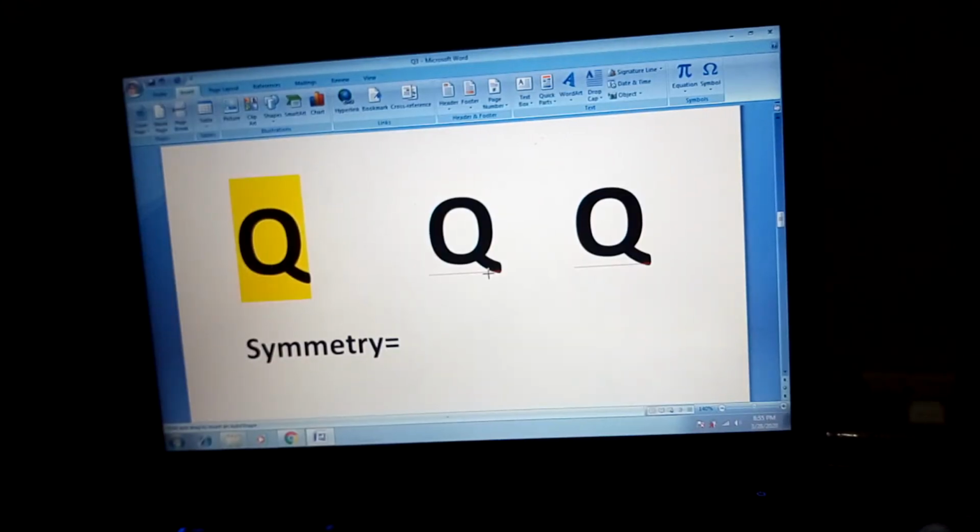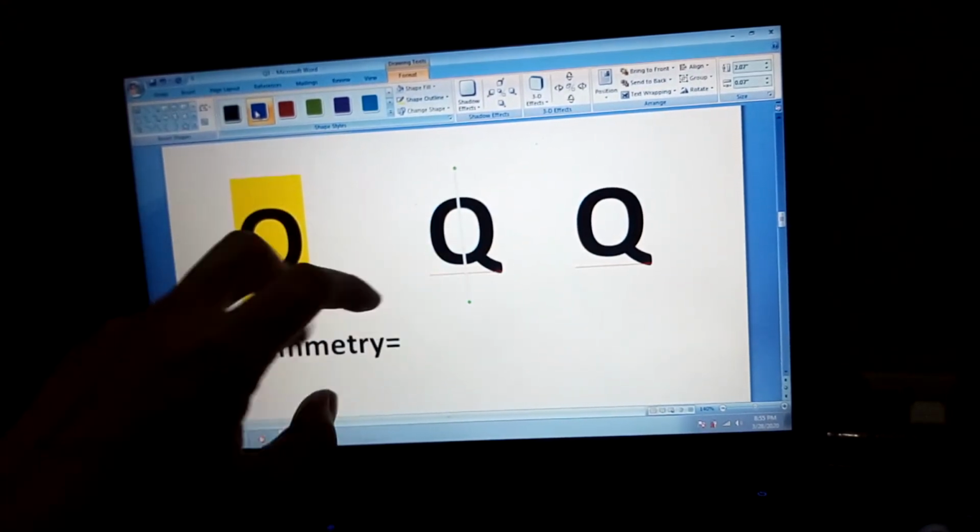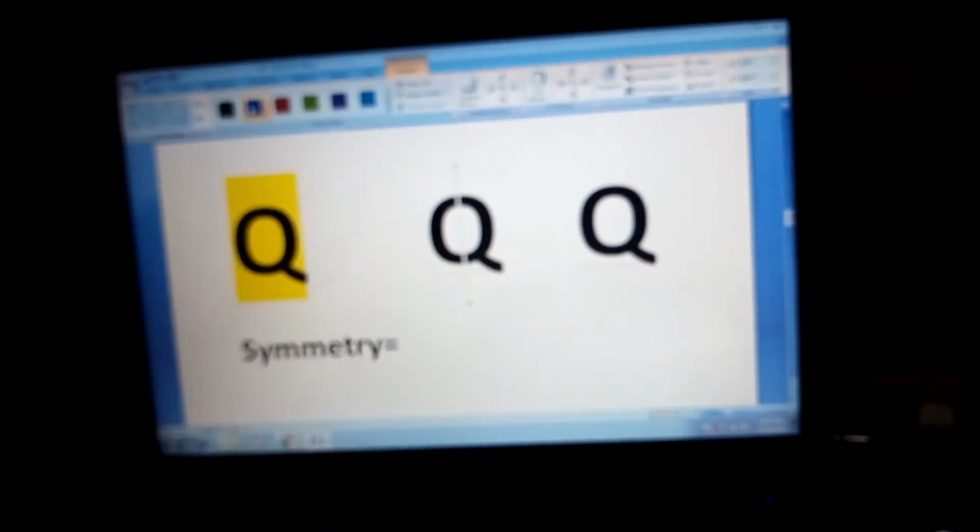Okay, now consider the alphabet Q. If I cut it vertically from the middle, do you think that we have the same identical shapes? No, we have this extra part in this.